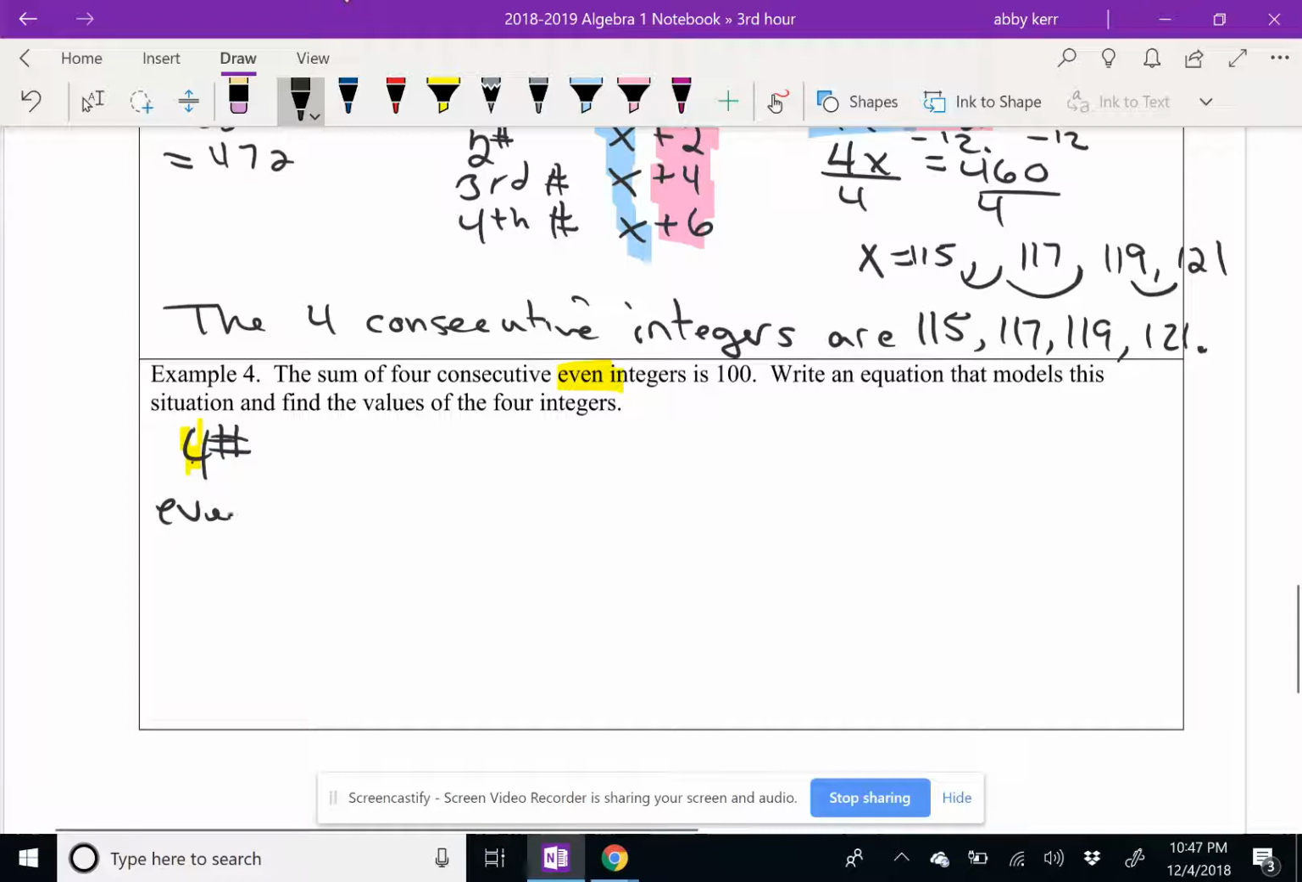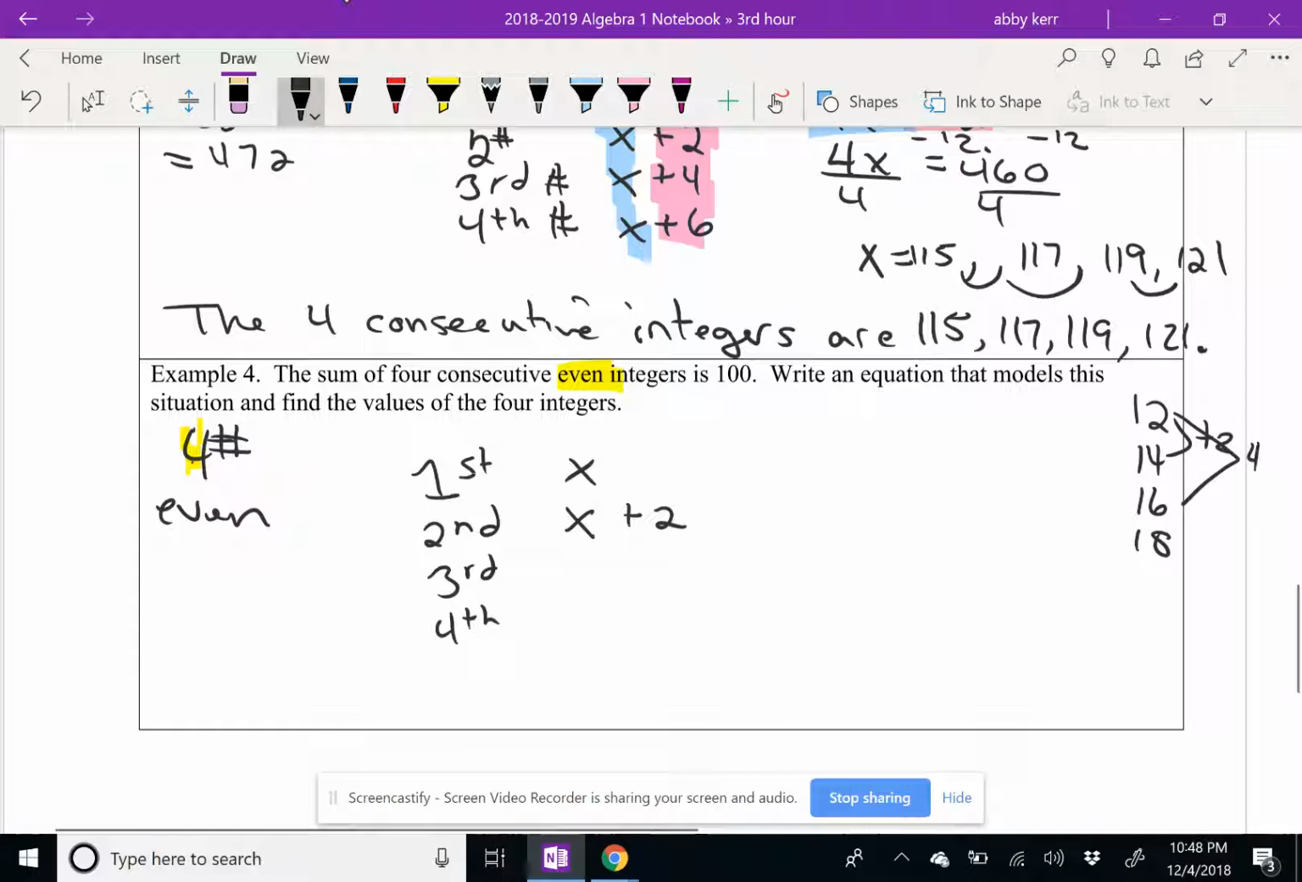They're even. So that's just a lookout for, hey, I got to skip numbers. And secondly, when you have your answer, you better have some even numbers. So once again, first number, second, third, fourth. Let X be your first. You have to skip a number. So let's say my favorite number was 12. The next even number would be 14, 16, 18. You still have to skip 2.